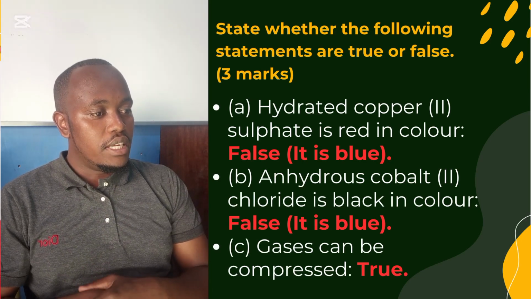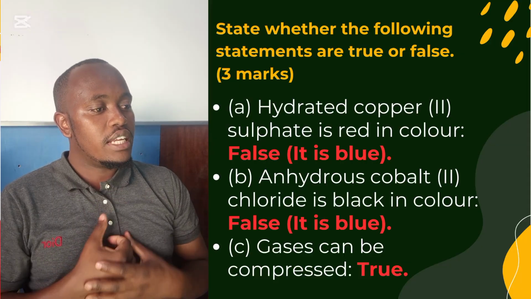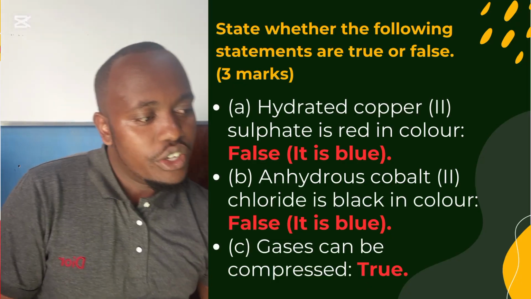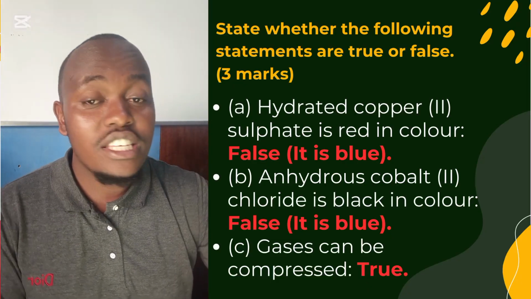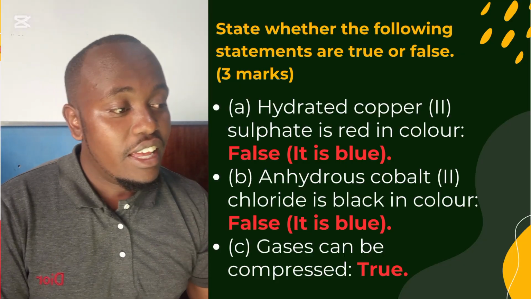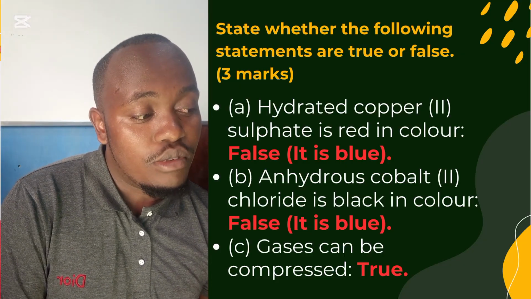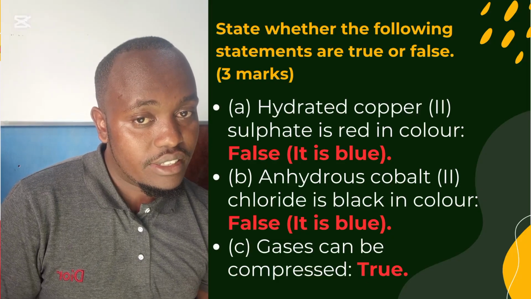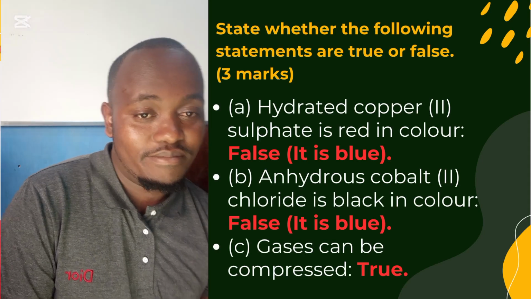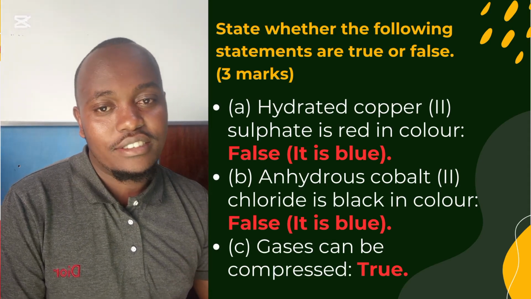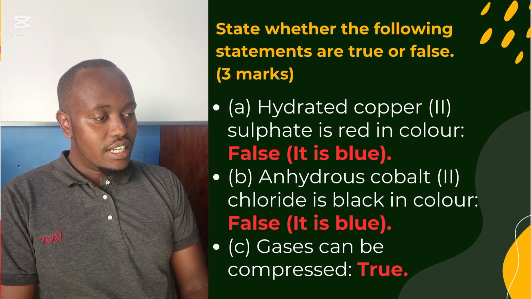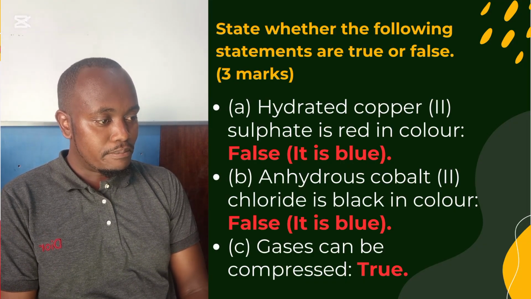What about part B? Anhydrous cobalt 2 chloride is black. Is it? It is not. Note, anhydrous cobalt 2 chloride is blue, and it is also used to test for the presence of water. When you add a liquid, if the liquid you are adding is water, it turns from blue to pink. Other books might say red, but it is pink.